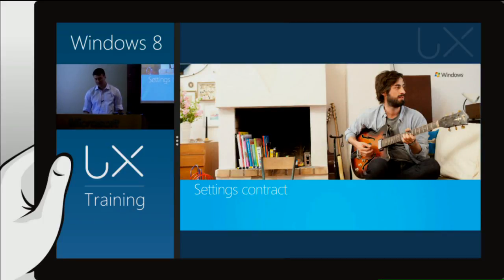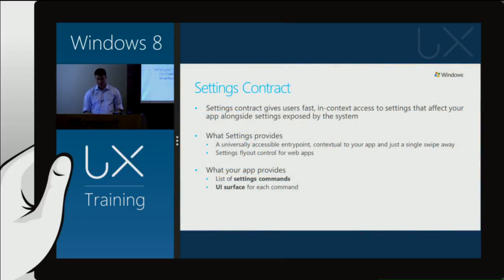So next up is the settings contract. What is the settings contract all about? It's really about giving the user in-context, quick access to core settings anywhere they are in your application. And this will work the same across the entire system. So if the user accesses settings in your app versus another app, it should all behave the same way. So they get this really nice, consistent experience.